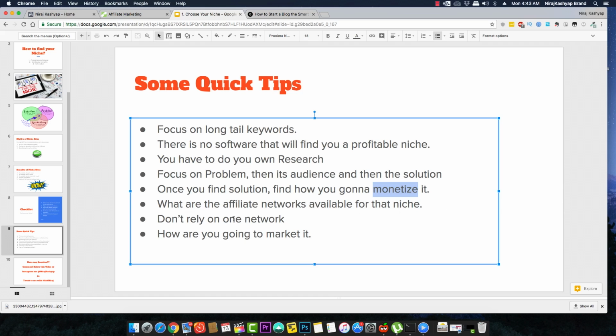And don't rely on one network. Never rely on one kind of affiliate network, because anything can go wrong anytime. So at least have two or more. The more the better, but also go for the better ones. Don't go for quantity, go for quality too. So do keep in mind all those things. And the last thing is, how are you going to market it? Obviously you need to use some digital marketing.